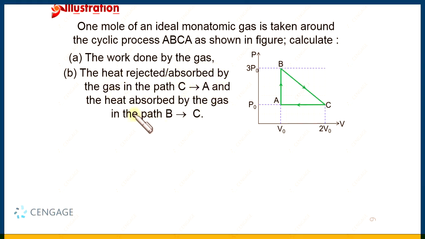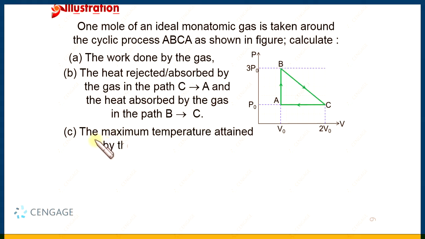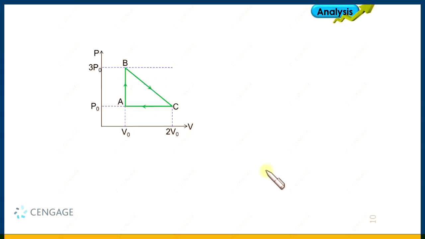process C to A, and also we need to calculate the heat absorbed by the gas in the process B to C, right? And in the third part, we need to calculate the maximum temperature attained by the gas during the cycle. So, let us move to the first part, that is the work done by the cyclic process.